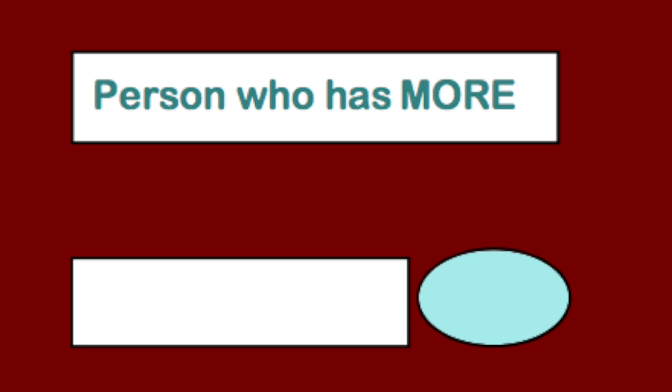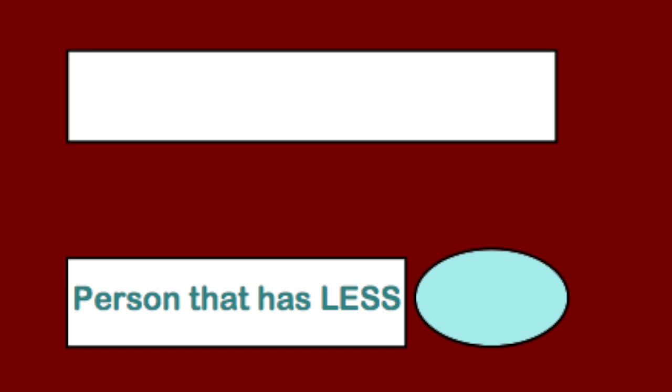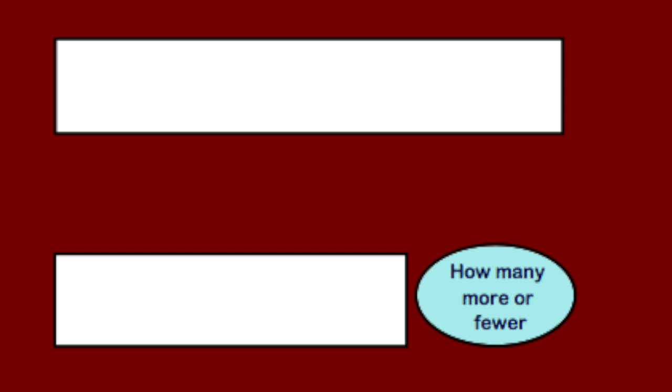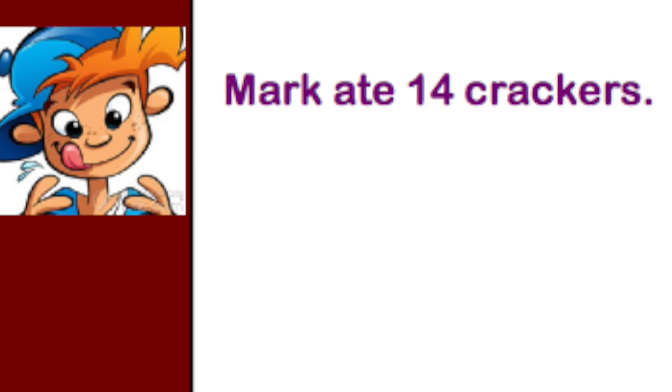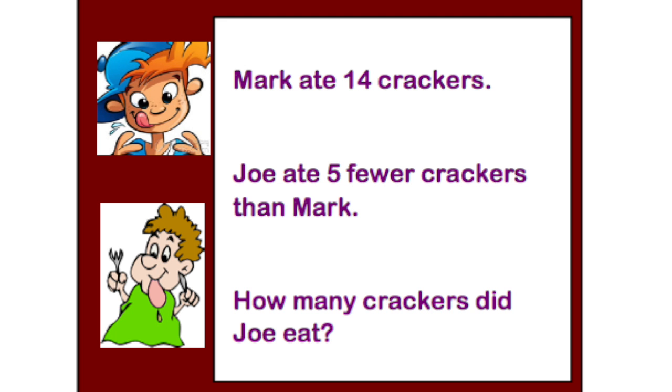It is very important when setting up a comparison bar that we label each of the rectangles and the oval. Who has more goes on top, who has less goes on the bottom rectangle, and how many more or fewer goes in the oval. In the example, Mark ate 14 crackers, Joe ate 5 fewer crackers than Mark. How many crackers did Joe eat?